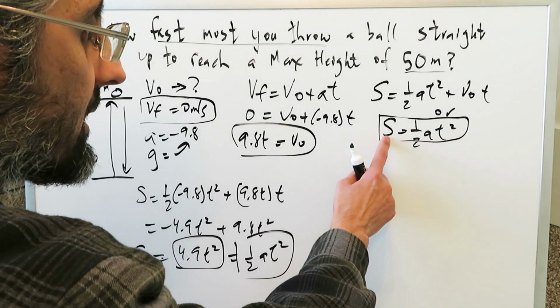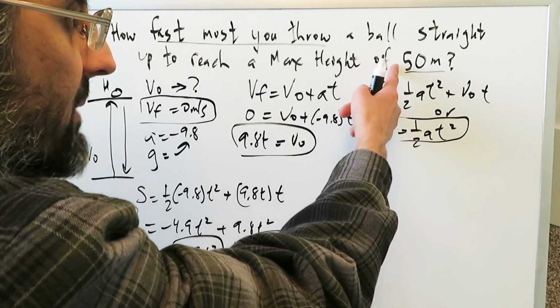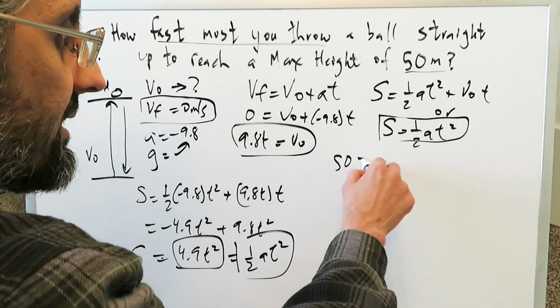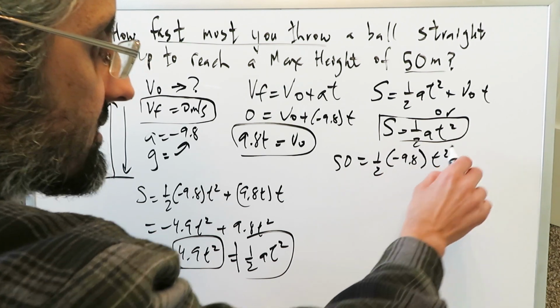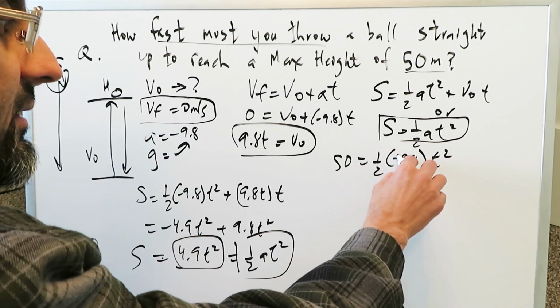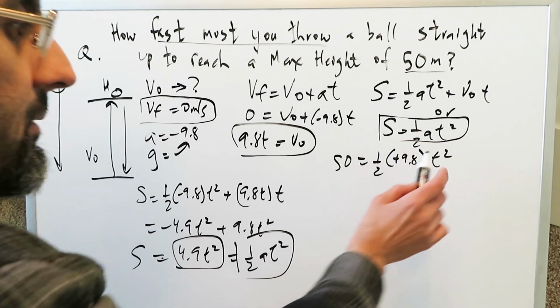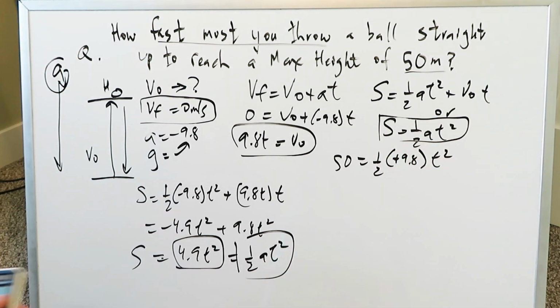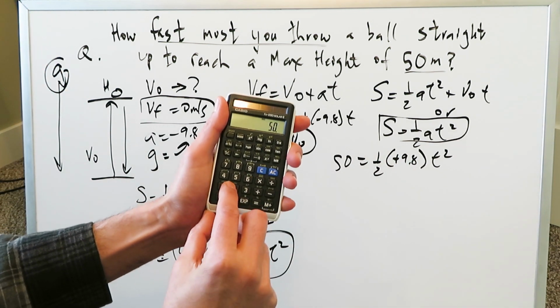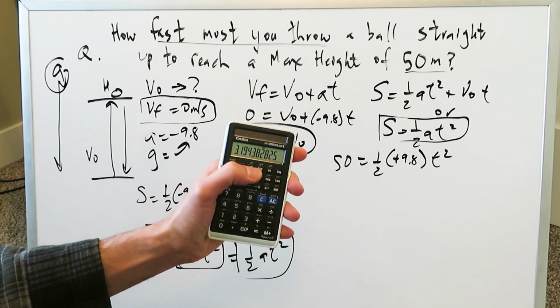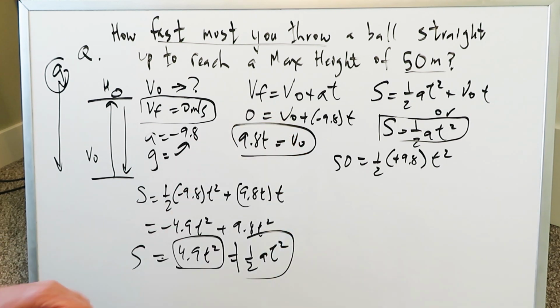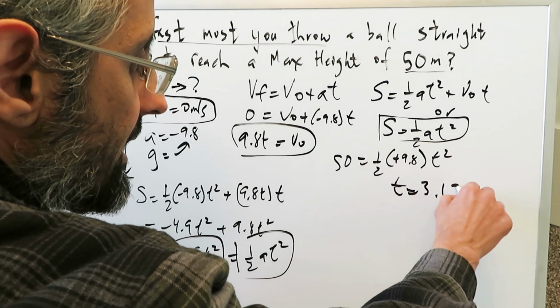How do I know what to put in place of s? Your position is right here. Maximum height is 50. 50 is equal to half acceleration, minus 9.8 t squared. You can view this as a positive, so you're not doing a square root of a negative number. You'll do 50 times 2 divided by 9.8. You'll square root it and you get the time, 3.19 seconds. t is equal to 3.19 seconds.